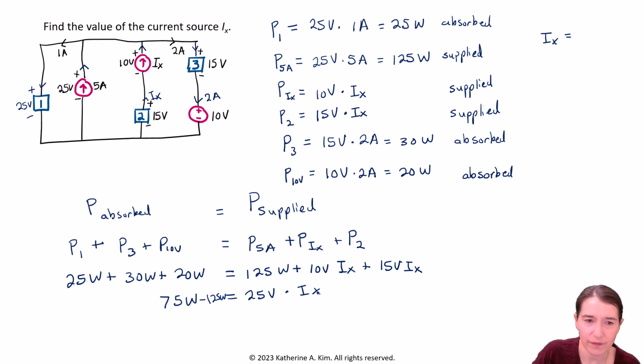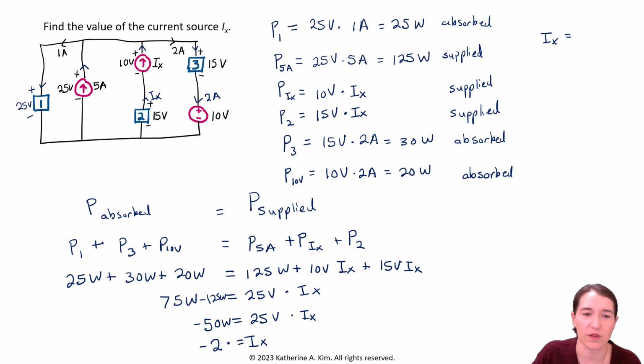Okay, let's see if I can subtract here. So 75 minus 125 is negative 50. And you're like, what? How can we have negative powers? Just go with the math for now. It'll come out, and then we'll talk about what it is in the circuit. Equals 25 volts times Ix. Okay, algebra, we can do this. Ix is going to be equal to, I was going to move it, but I'll keep it on the left side. Divide through, and we get negative 2. And the units, we know it's current, so it's negative 2 amps. And so our final answer is negative 2 amps.